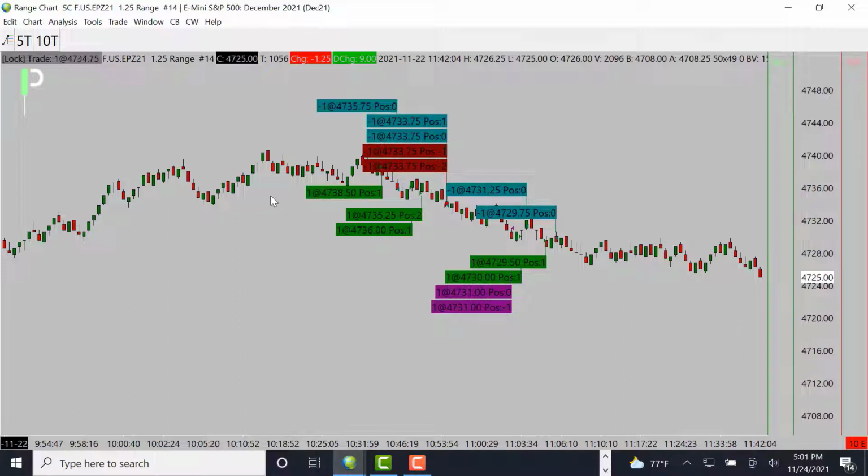We had a short right after. You can see that the market was no longer respecting the micro area of support here, and then we shorted this idea here, down 4733.75 for two lots, down into 4731 for both the lots.